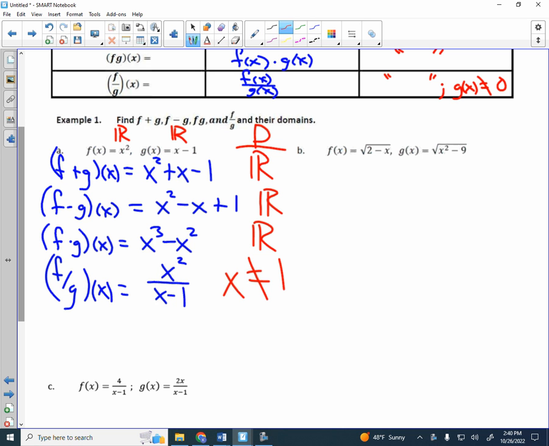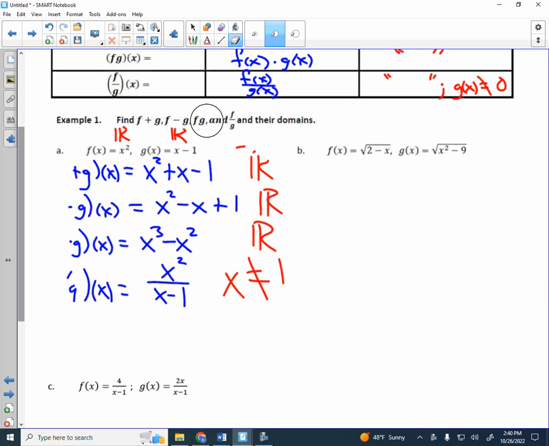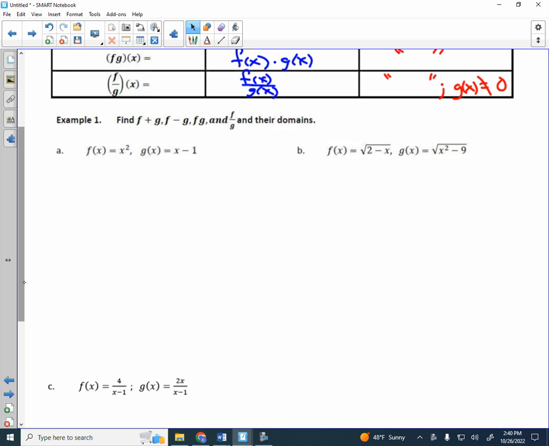Today we're going to get through letter B, but we'll have to do letter C tomorrow. Okay? So let's move on to letter B. What makes letter B different? Yeah, we got these root things. So we'll review what we can and can't do with root functions.